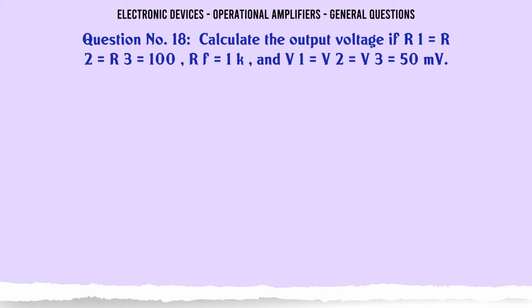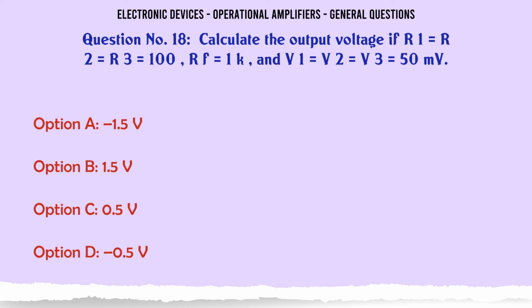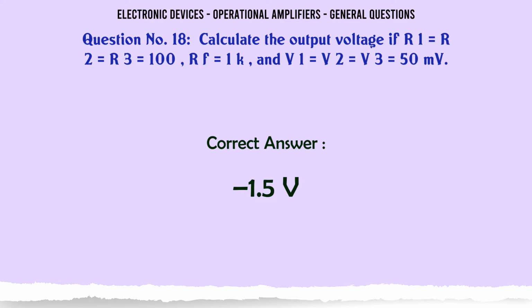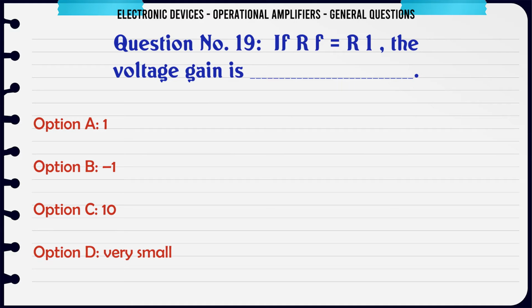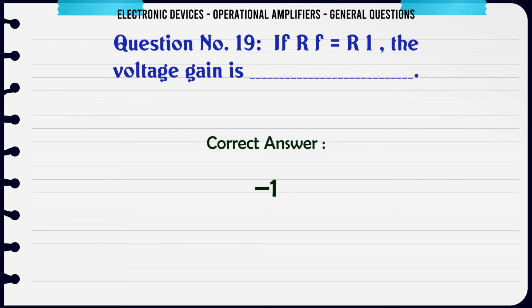Calculate the output voltage if R1, R2, R3 = 100, RF = 1K and V1, V2, V3 = 50 mV. A. 1.5 V. B. -1.5 V. C. 0.5 V. D. -0.5 V. The correct answer is 1.5 V. If RF = R1 the voltage gain is: A. 1. B. -1. C. 10. D. Very small. The correct answer is 1.